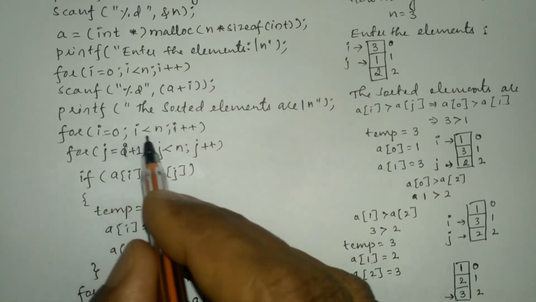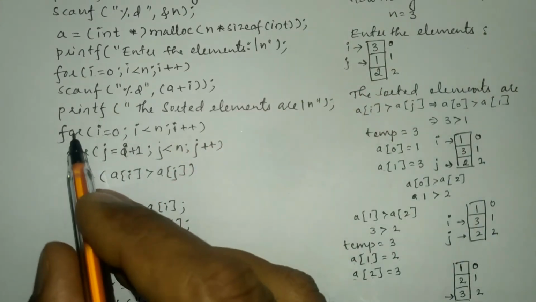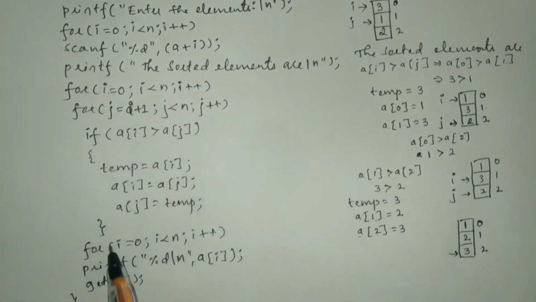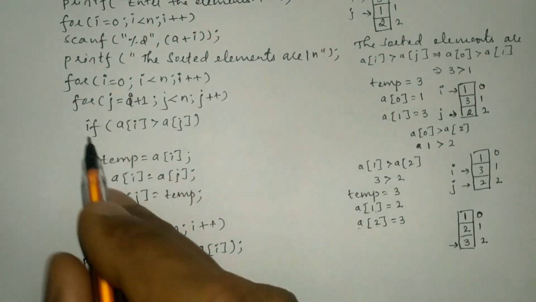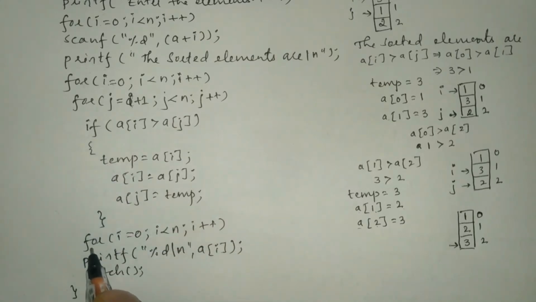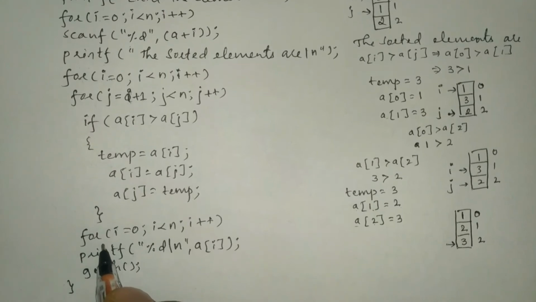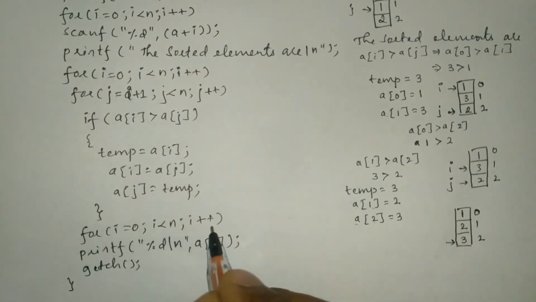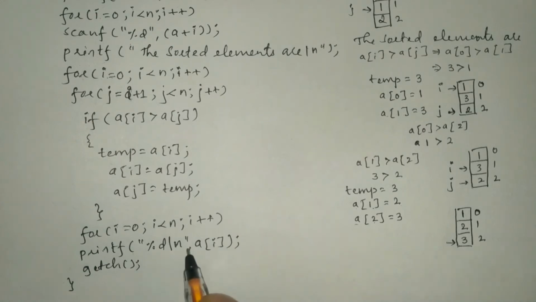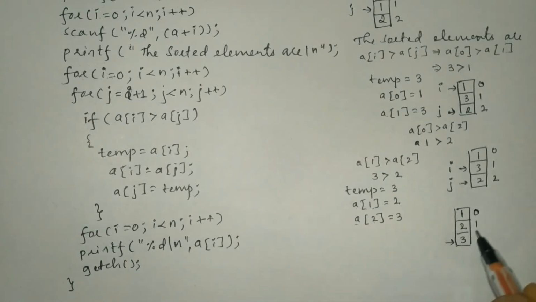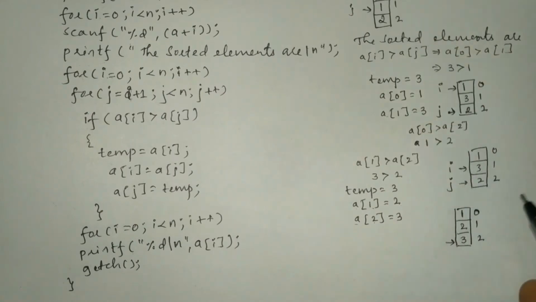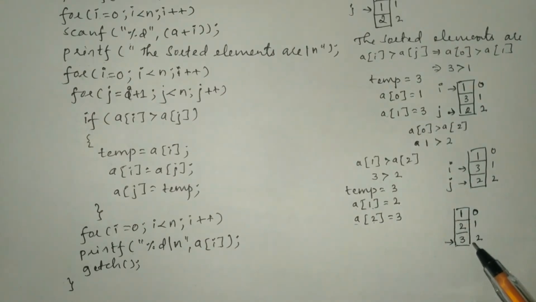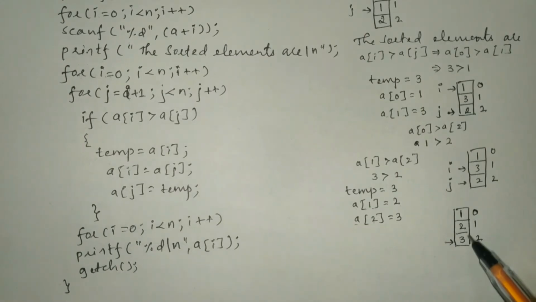Now the i value is 3. Is 3 less than 3? No, the condition fails. Once the outer for loop condition fails, the control comes out of this iterative for loop statement, and then it is going to execute the next statement. The next statement consists of what? For i is equal to 0, i is less than n, i plus plus. Next it is going to print percentage d a of i. So here it is going to print the values 1, 2, 3. So all these elements which were entered in random order have now been arranged in ascending order in the form of 1, 2, 3.